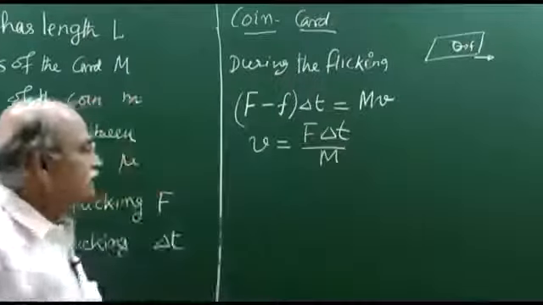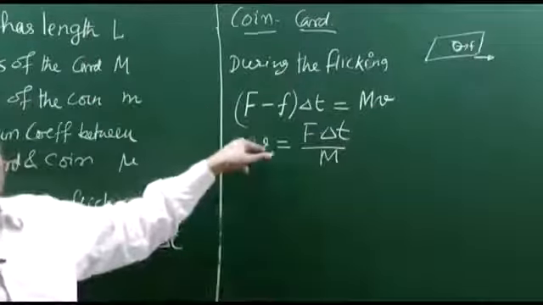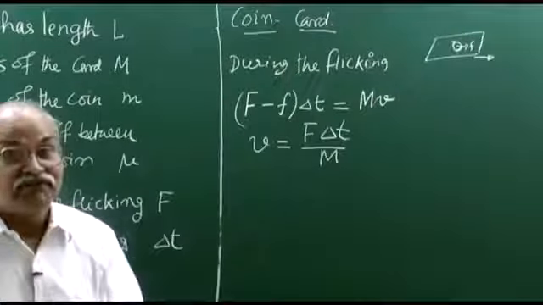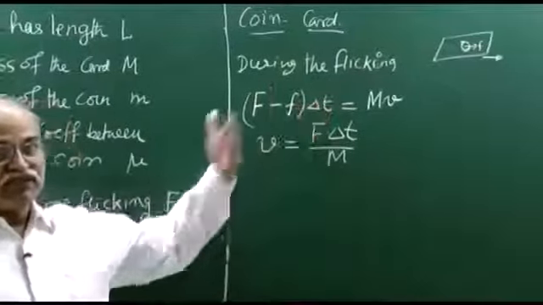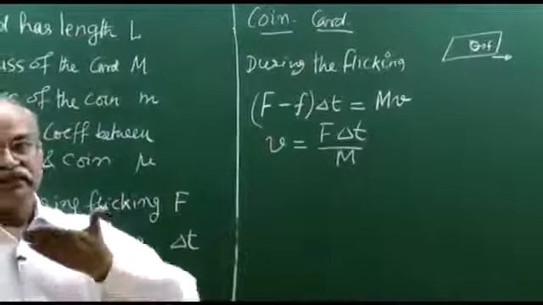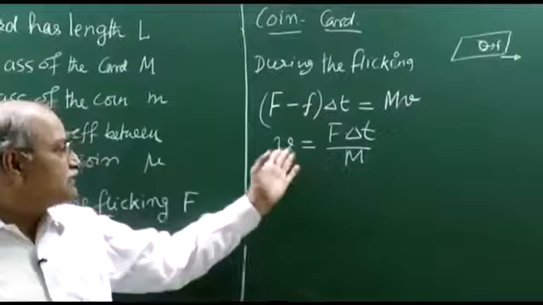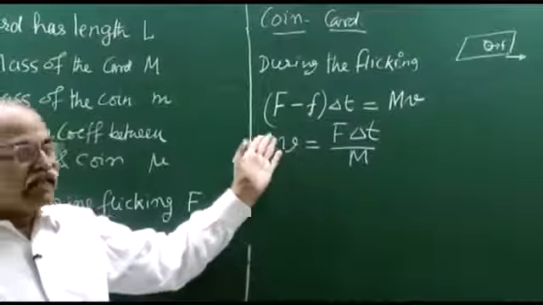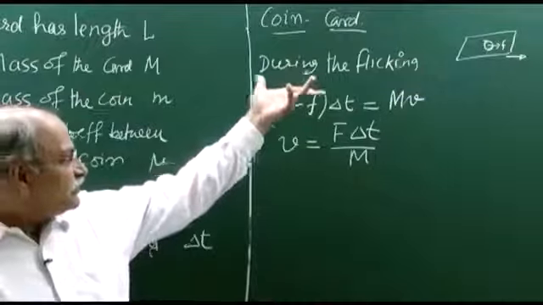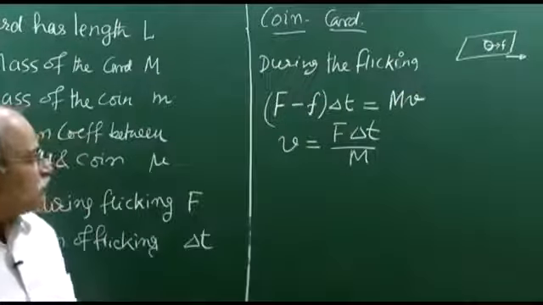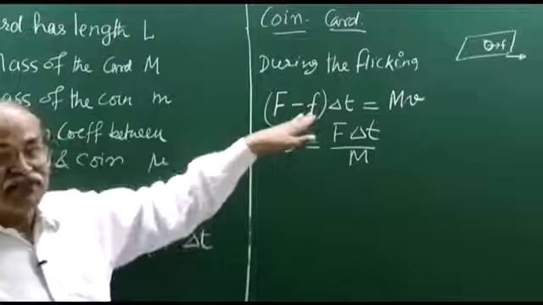So that's the velocity gained by the card just after the flicking, and this delta t is very, very small. So you can think that the card has started moving with velocity v, and in that small time delta t, the coin will not gain much velocity, but after that this friction will be effective.